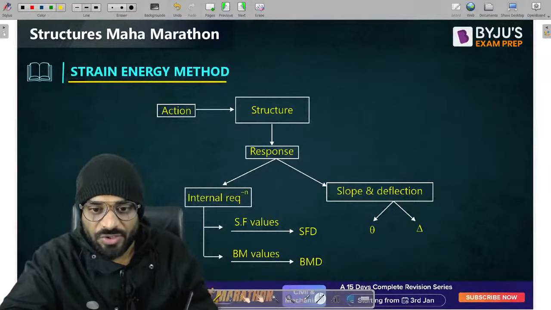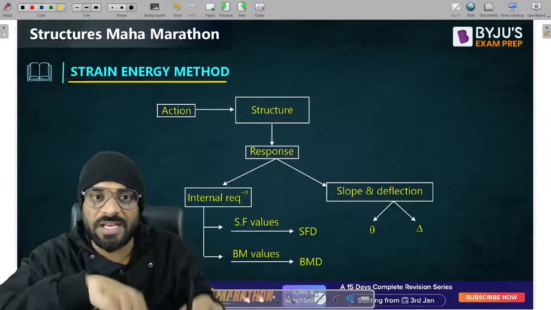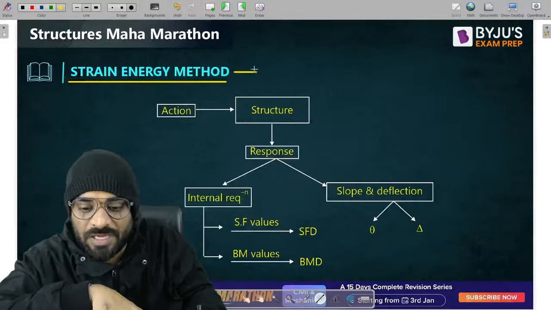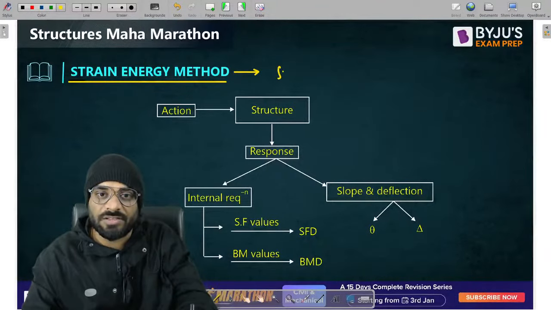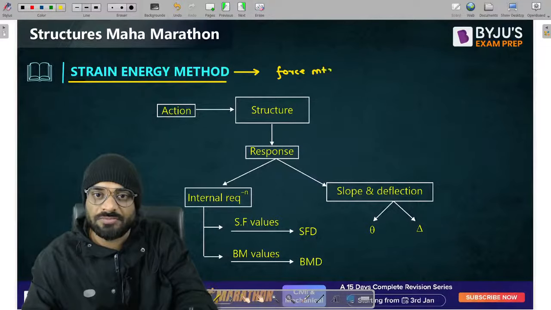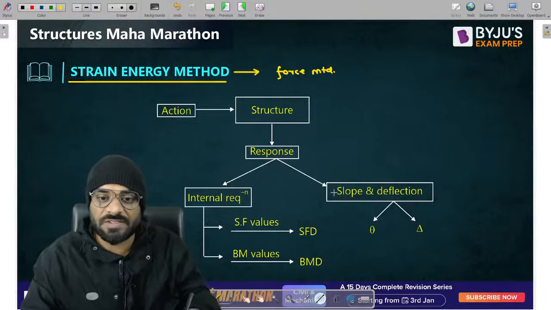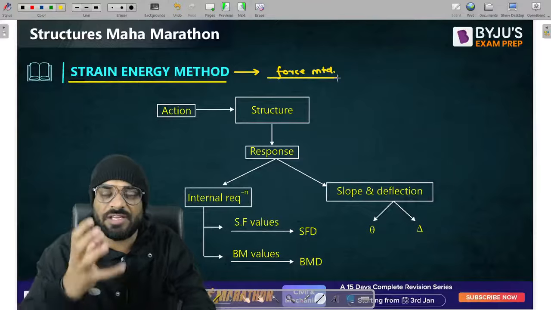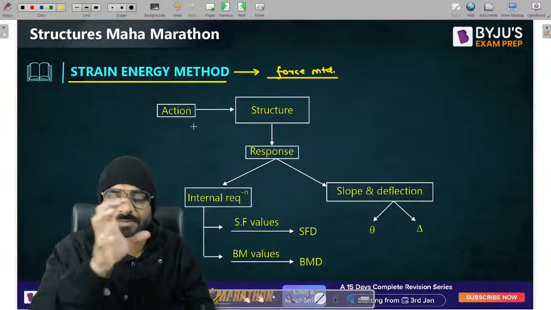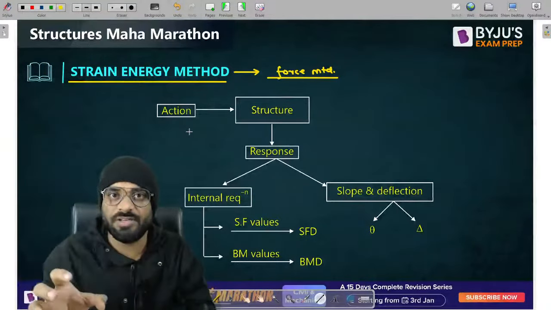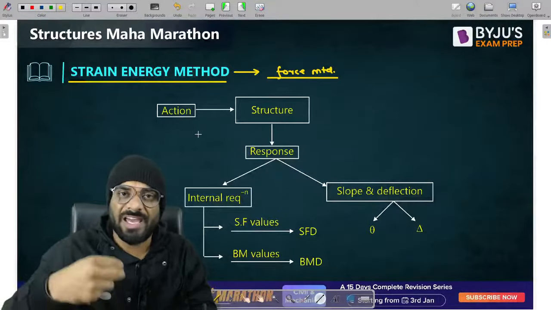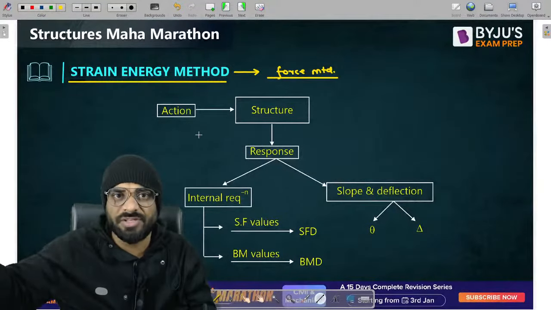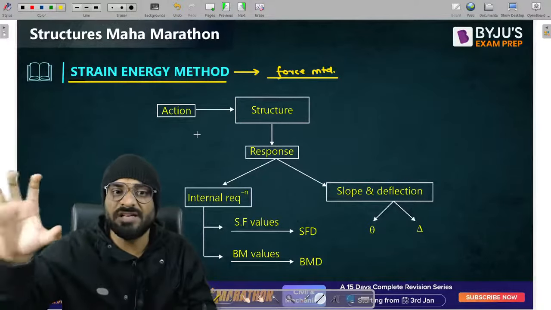Okay. So as you know, guys, the strain energy method is our force method. As we have discussed already, if you have any kind of structure, then on that structure certain action will be there, in the form of external loading, or in the form of an external change in environment like temperature change and so on. That is basically our action part.